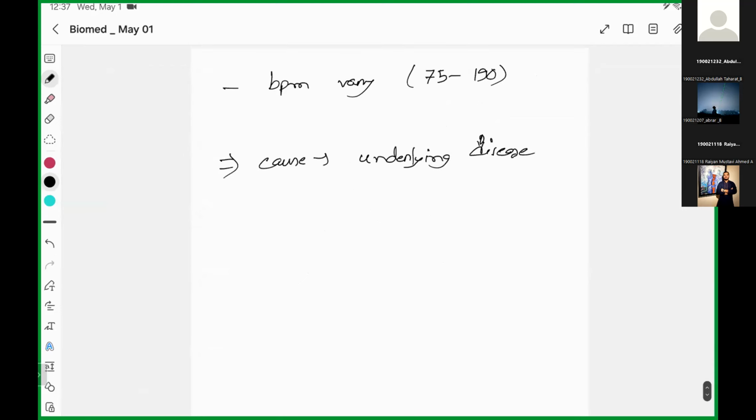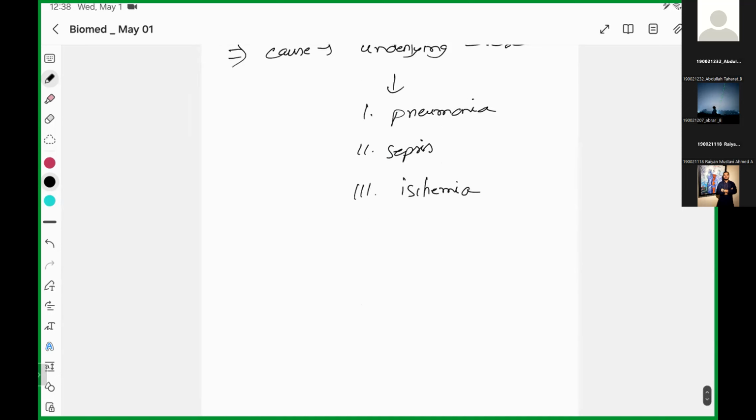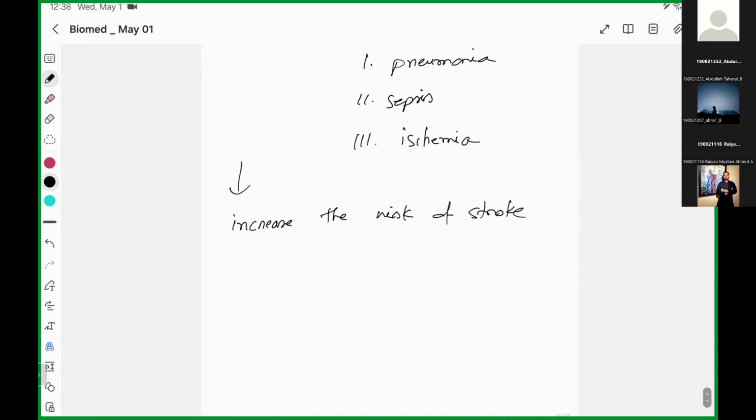The underlying disease can be pneumonia, sepsis, also some cardiovascular disease, ischemia. The problem with this one is that it actually increases the risk of stroke. You can read these things from the book. I'm just mentioning things.